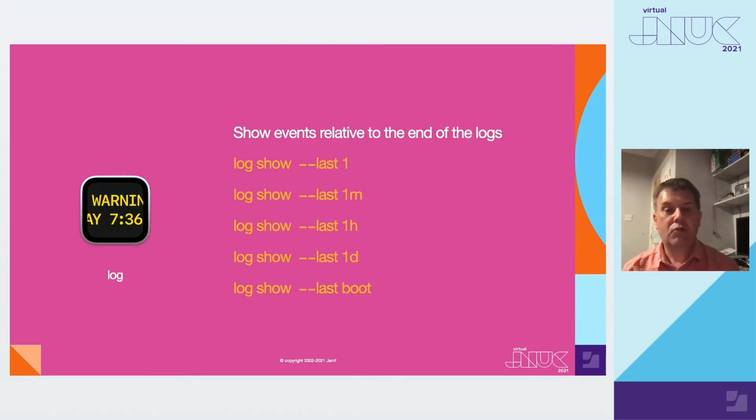Okay, and then we've got a couple of options here. The first option is the --last argument. If you do --last, you can then specify how far back from the end of the log system you want those messages. For instance, if you do --last 1m, that's 1 minute, so you get the last minute's worth of logs. 1h is 1 hour, 1d is 1 day, and also a useful one is boot. If you do --last boot, then that's going to give you log messages from the last time the Mac or the device booted to the end of the log system.